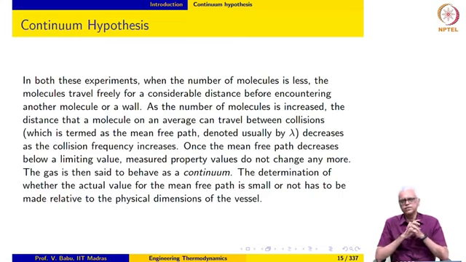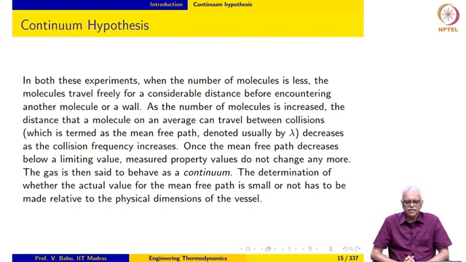and this distance is usually termed as the mean free path. The distance between collisions on an average is termed as the mean free path, and as the mean free path decreases, intuitively we know that the collision frequency also increases because the number of collisions increases. Once the mean free path decreases below a certain limiting value, then the measured property values do not change anymore.